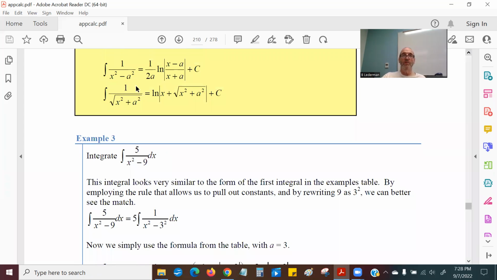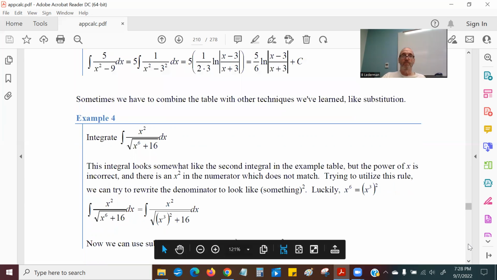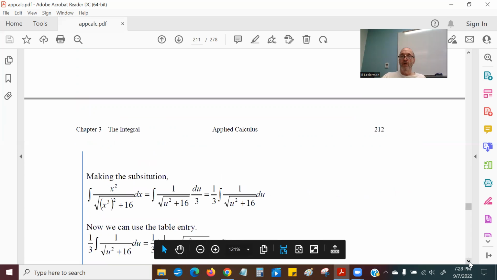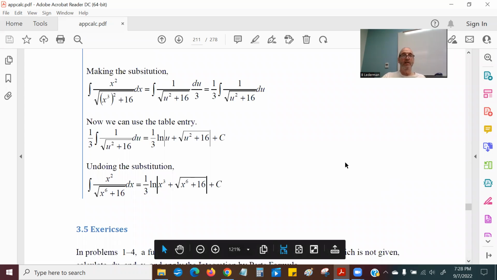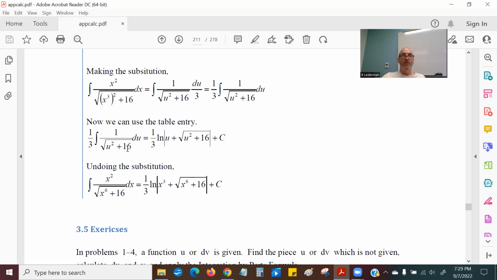We had 1 over the square root of x squared plus a squared. So now we just have to figure out what the a is, and that's pretty simple. Obviously a is 4, because I noticed it was a 16 there. So our answer is now going to be 1/3 times the ln of u plus the square root of u squared plus 16, plus c.